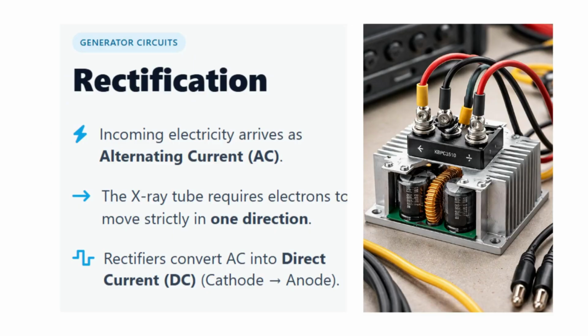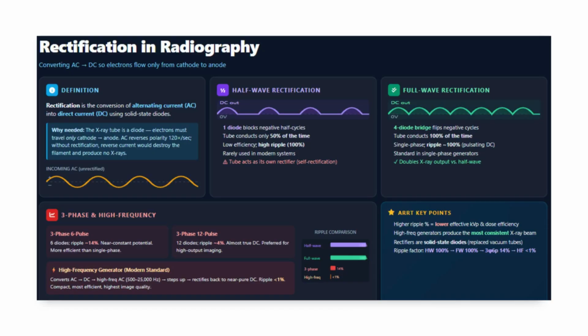Another essential function of the generator is rectification. Electrical power enters the system as alternating current, or AC. With alternating current, the direction of electron flow periodically reverses. But inside the X-ray tube, we need electrons to travel in only one direction, from the cathode toward the anode. Rectifiers accomplish this by converting alternating current into direct current, or DC. This prevents electrons from traveling backward through the X-ray tube and ensures that electron flow occurs in the direction necessary for X-ray production.